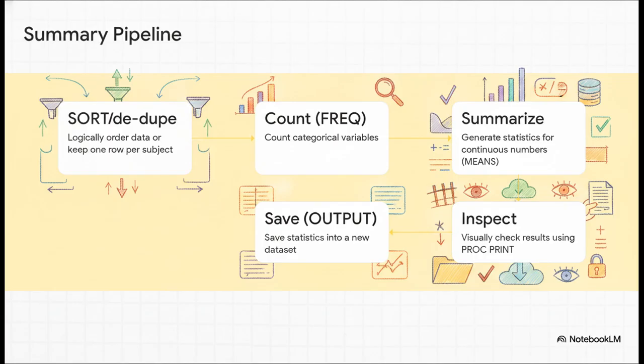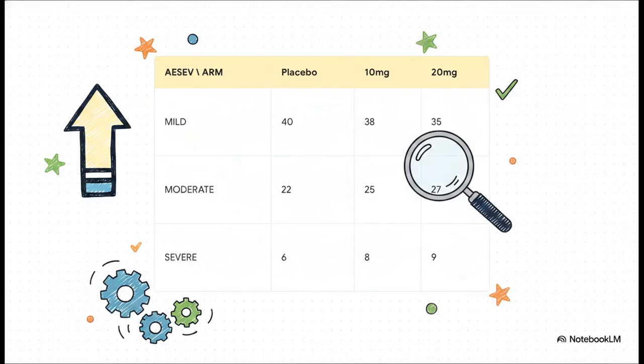And Step 5, you use options like out equals or output to save those statistics into a brand new dataset and wrap the whole process in basic ODS reporting options so the output can be routed into a final, formally formatted report. When you actually apply those exact steps to the Orion 3 study, this is the result.